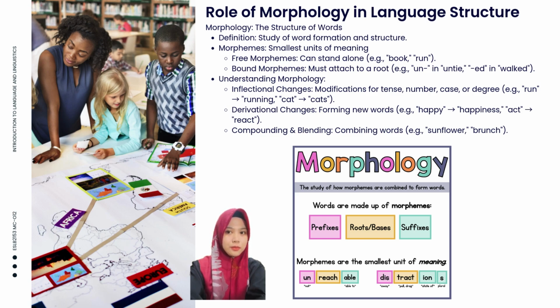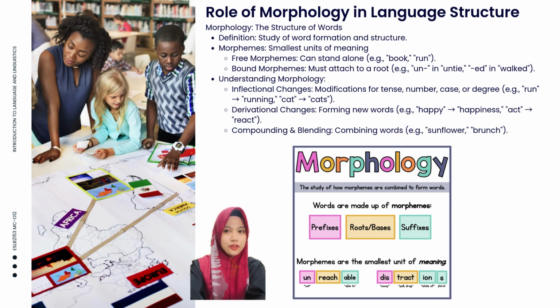It looks at the smallest unit of meaning called morphemes and how they come together to form words. There are two types of morphemes. The first one is free morphemes. These are words that can stand on their own, like book or run. Second is bound morphemes. These need to be attached to another word. For example, un in untie or ed in walked.